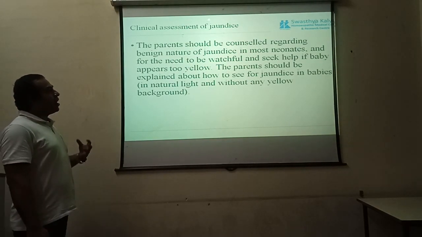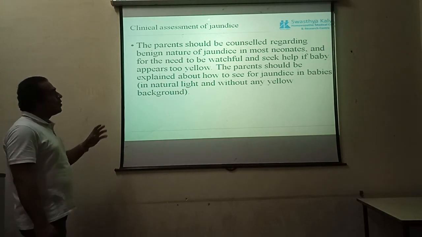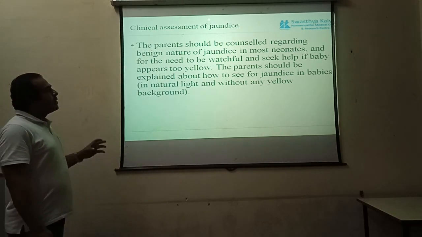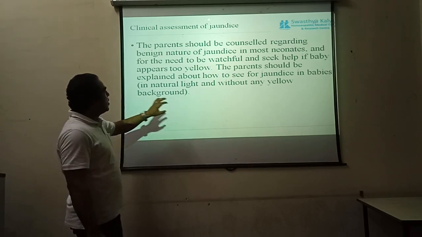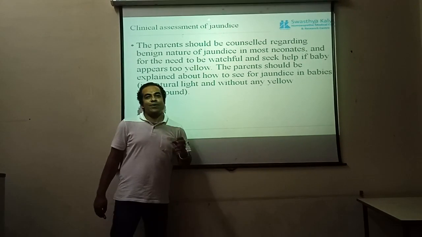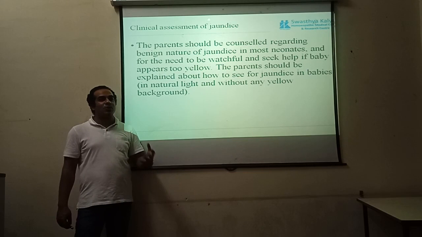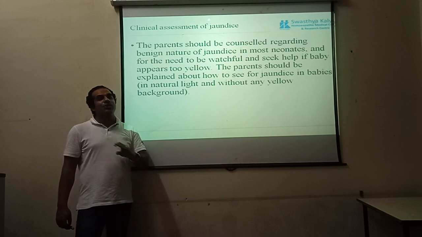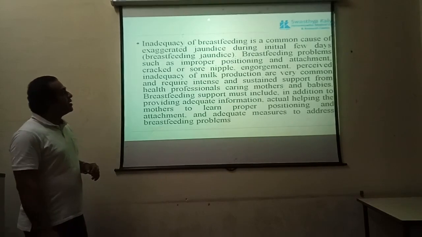The parents should be counseled regarding the benign nature of jaundice in most neonates and the need to be watchful and seek help if the baby appears to be yellow. The parents should be explained how to look for jaundice in babies in natural light and without any yellow background. So this is very much necessary. Even if you are examining the child at your clinic as a practitioner, always observe for the sign of jaundice under natural light, not under artificial light or any light which is yellow in color. It could give you misleading results.